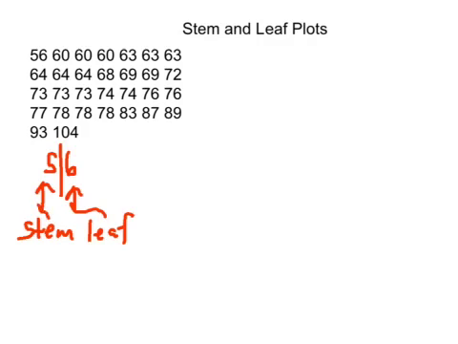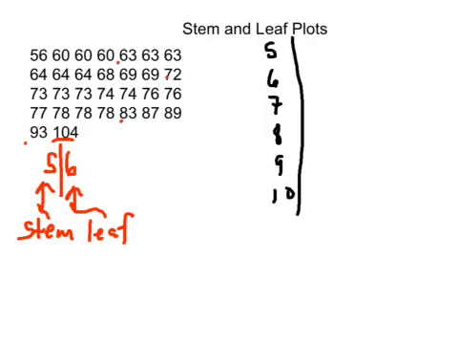Okay? So what we'll do then is we'll take this data set and break it up, and notice that we have 50s, 60s, 70s, 80s, 90s, and then notice here we'll break this up into the 100s. So to construct the stem and leaf plot, again, just break the numbers up. So I'm just going to come over here and go 5, 6, 7, 8, 9, 10. Okay. And notice that in the 5s we only have the 6, so this is read 56.